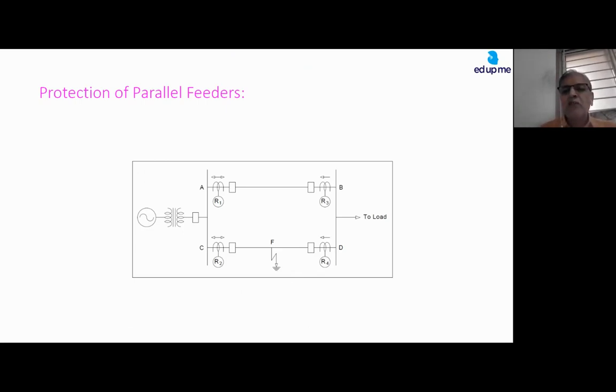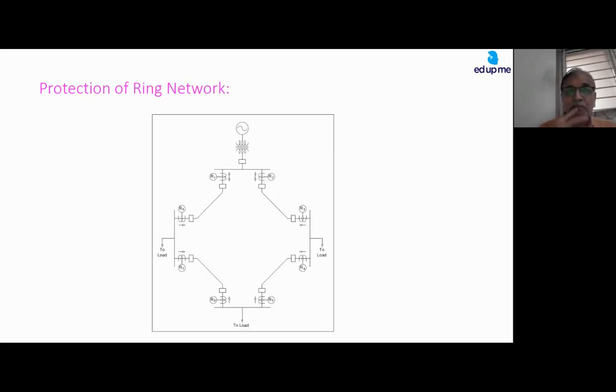But with these parallel feeders, the relaying, the protective system, becomes a little complicated. There also you have to use directional relays. R1 and R2 are non-directional relays. R3 and R4 are directional relays.